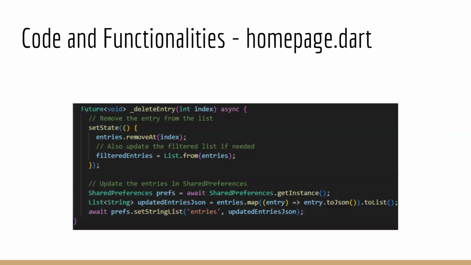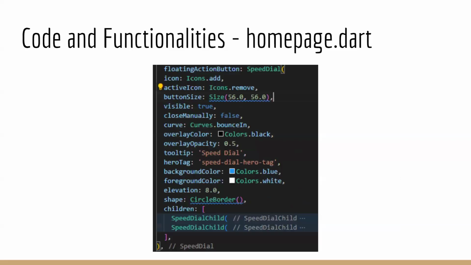The delete entry, that's the one with the trash can icon. It'll simply make it so that you click it. It'll pop up a message asking if you really want to delete it. If you do, it'll completely remove the entry from the index. And then here we have the speed dial child. I had to import a dependency for this so that I can make it so that two buttons were available on the bottom right side because standard Flutter doesn't allow you to have two elevated buttons at the same time.